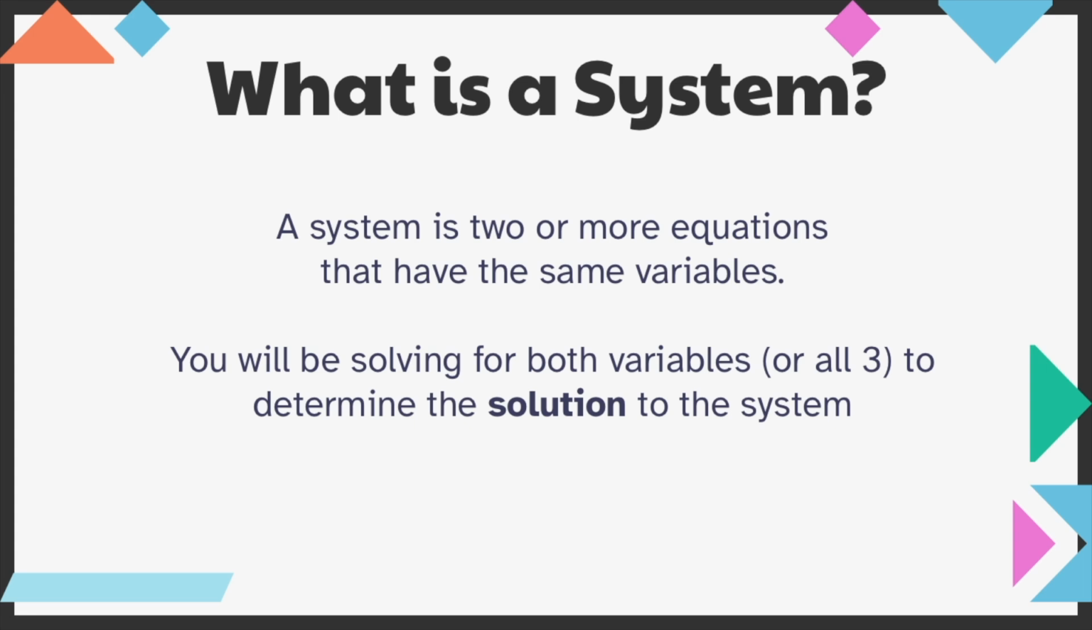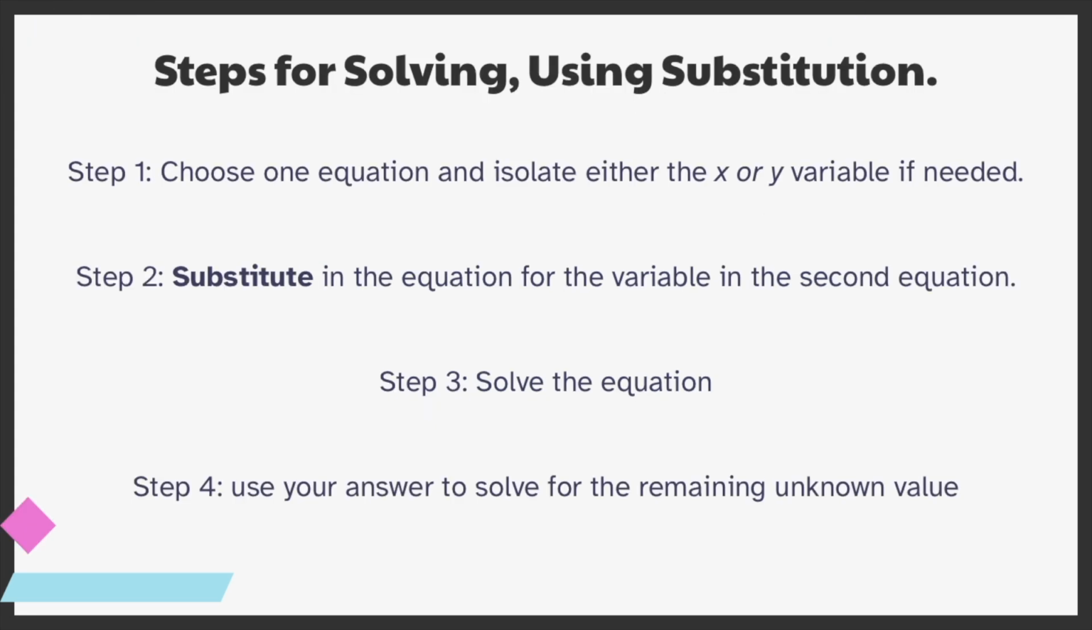Now let's take a look at how we're going to do that. So here are our steps for solving using substitution. Step one, we're going to choose one equation and isolate either the x or y variable if needed. Then we're going to substitute in the equation for the variable in the second equation. Then we're going to solve that equation and use our answer to solve for the remaining unknown value. Now let's put that into practice by taking a look at example A.